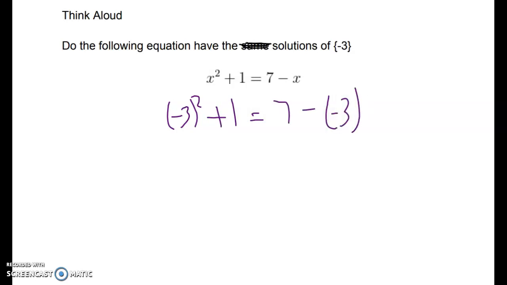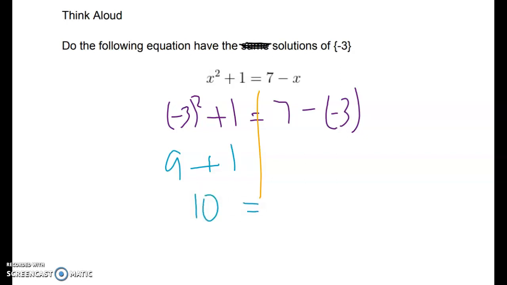Now that I have everything substituted in, I want to make sure the left side is equal to the right side. So I'm going to be solving for the left-hand side first. I have (-3) squared. That means it wants -3 times -3. A negative times a negative will always give me a positive. 3 times 3 is 9. That plus 1 drops down. Now I have 9 plus 1, which will give me 10.